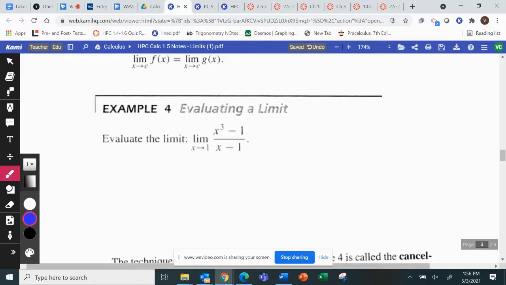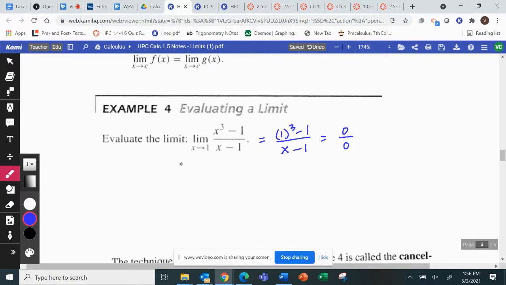If I have the limit as x approaches 1, I'm going to try my direct substitution, and I'm going to have 1 cubed minus 1 over 1 minus 1. So I get 0 over 0, but that is an undefined answer. Okay, that is an undefined answer.